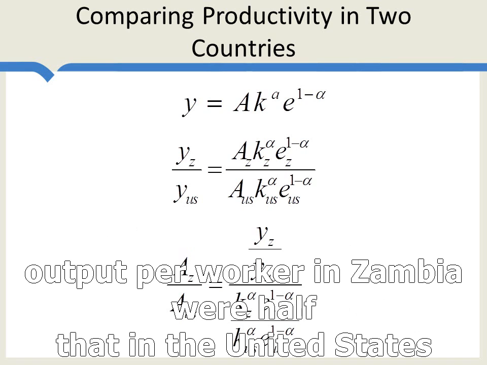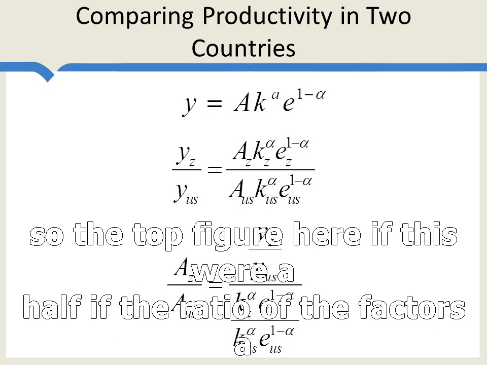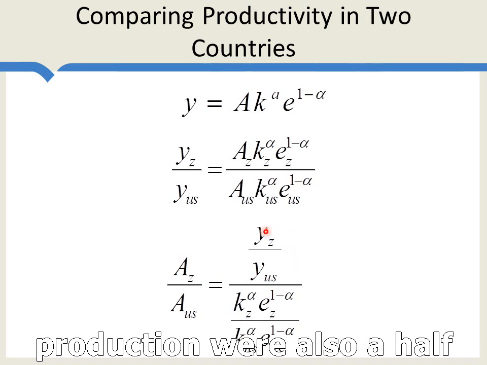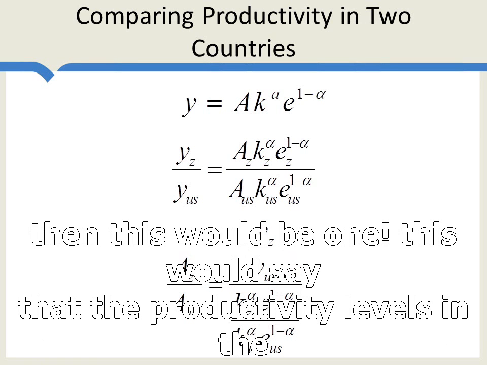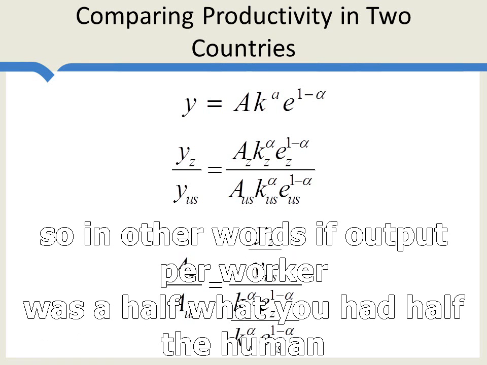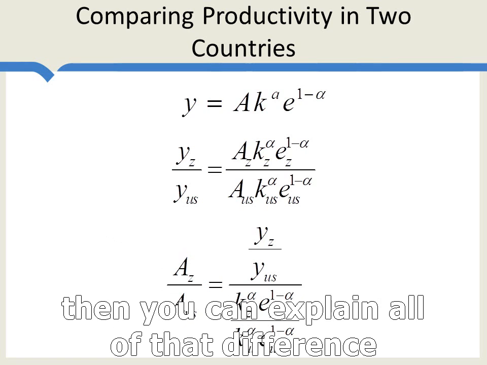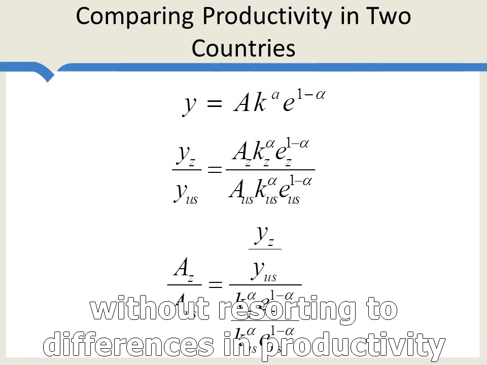Okay? If the ratio of the factors of production were also half, so the top figure here, if this were a half, if the ratio of the factors of production were also a half, then this would be 1. This would say that the productivity levels in the United States and Zambia were the same. So in other words, if output per worker was a half, but you had half the human capital and you had half the physical capital, then you can explain all of that difference without resorting to differences in productivity.